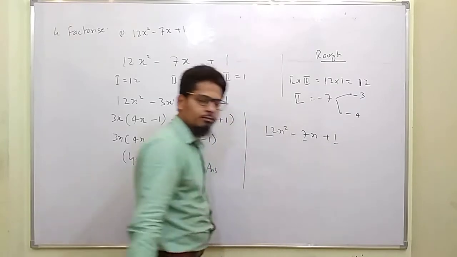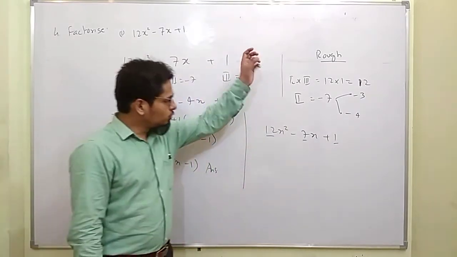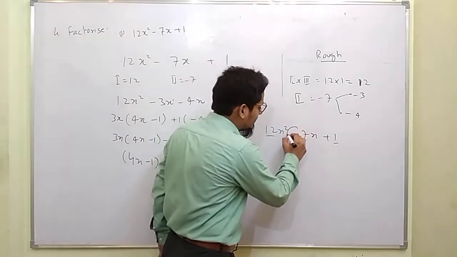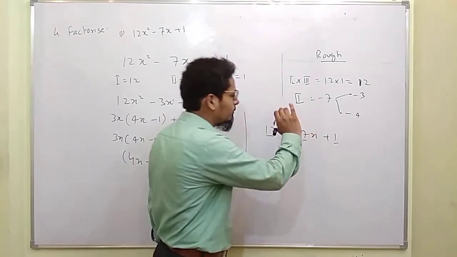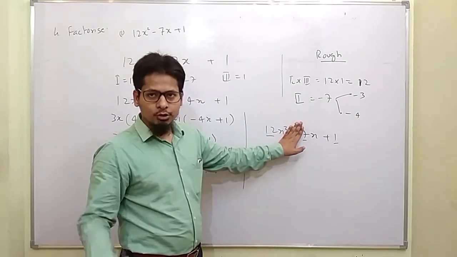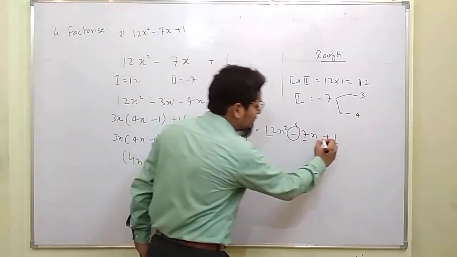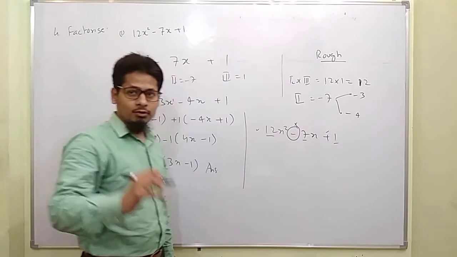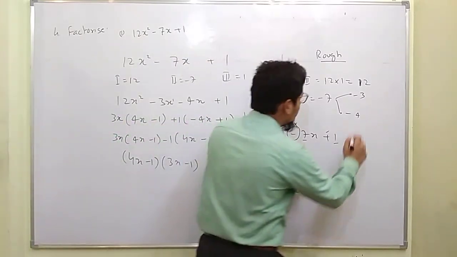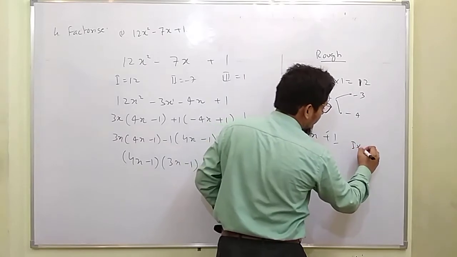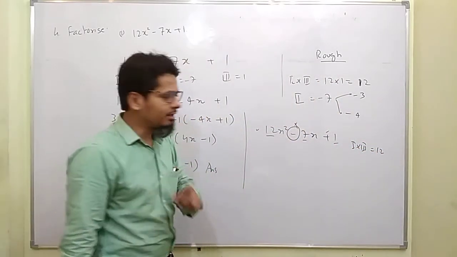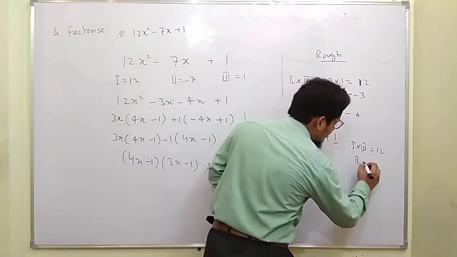It is 1. You should not consider this sign. Forget this sign, skip this sign from your mind. You consider this sign and this sign, these two signs. So the multiple of this number is 1 and 3. 1 into 3, answer is 12. For the second term we take only 7, not minus 7.